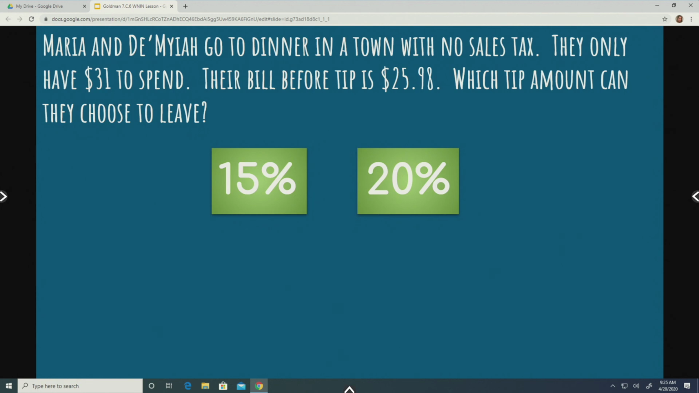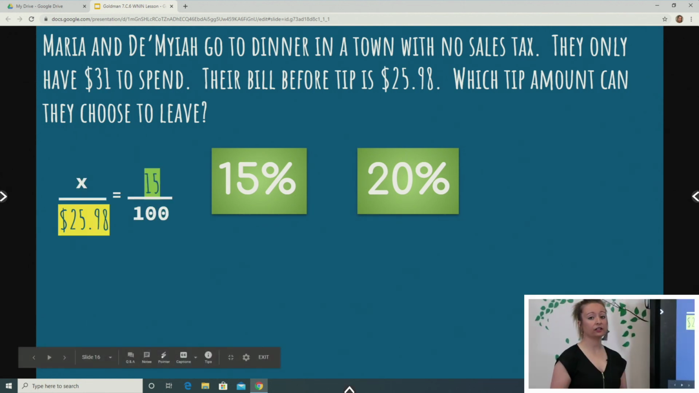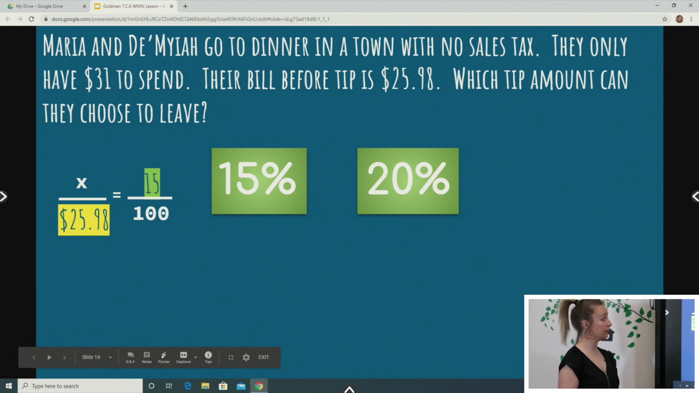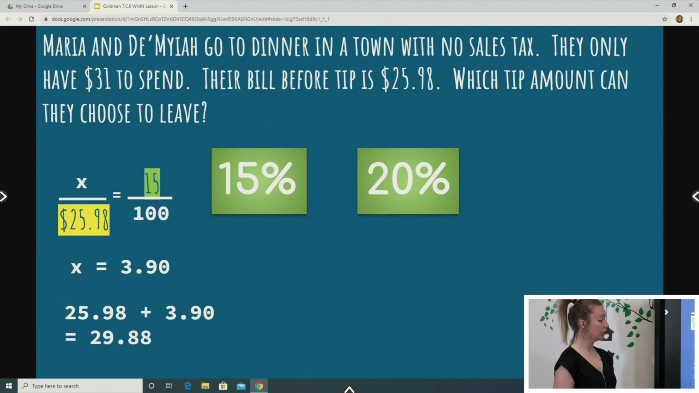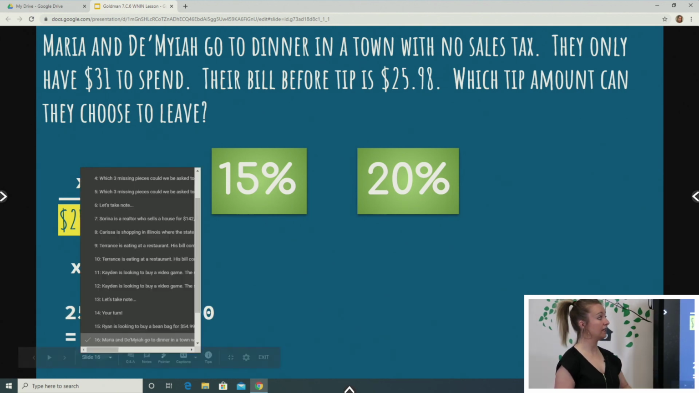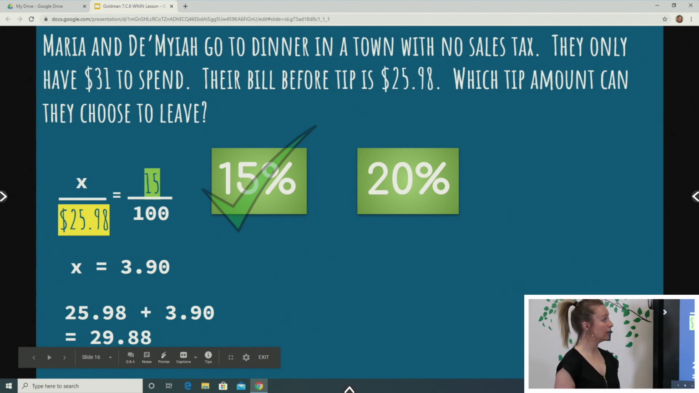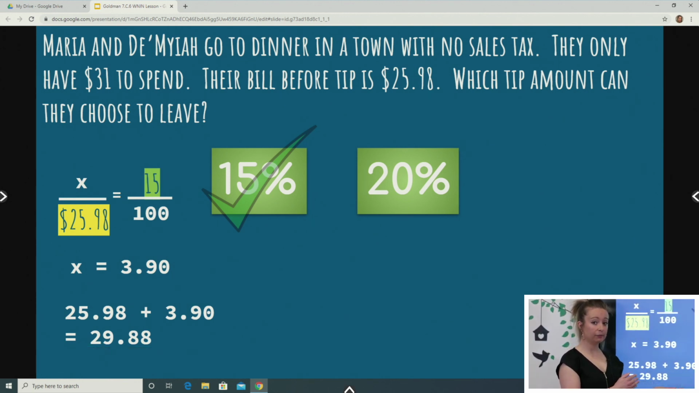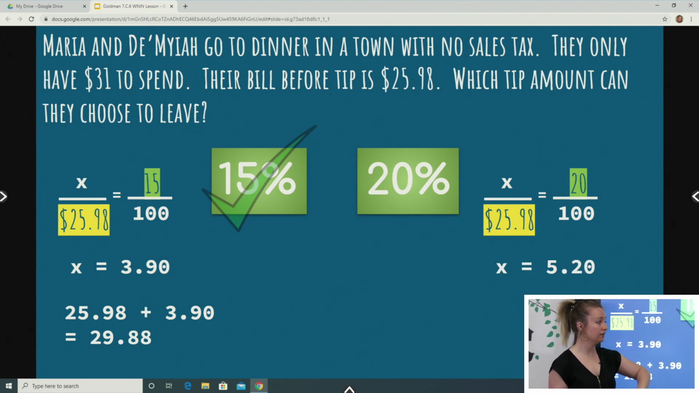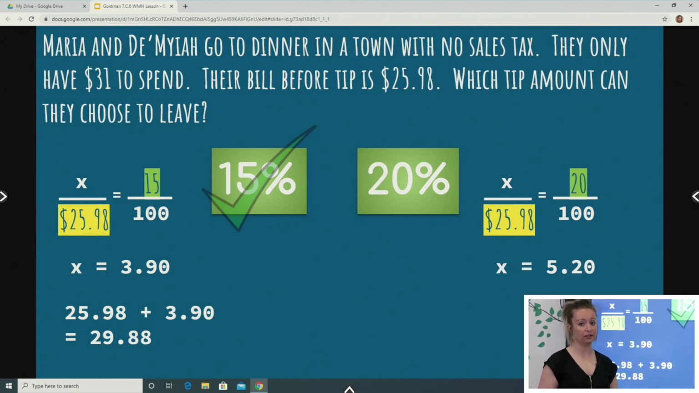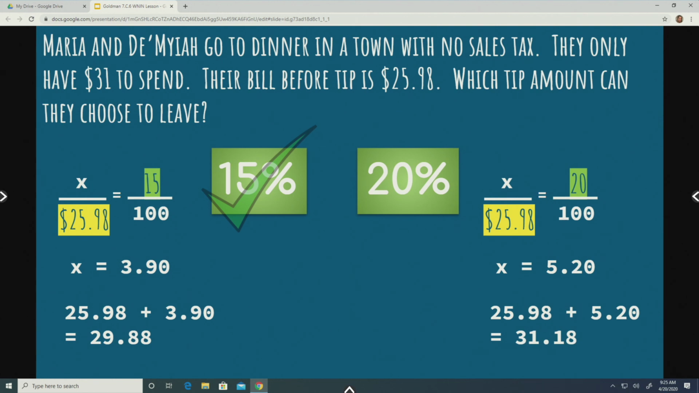So which one do you think? If we look at calculating 15% to see what the tip would be, we would find that the tip would be $3.90 for a total of $29.88, which they can definitely afford. Let's go ahead and take a look at the 20%, because if they can afford it, why not give the waiter 20%? When we find 20% of the $25.98, we see that that's going to give us $5.20 for a total price of $31.18, which they can't afford. The 15% tip is going to be the one that they can handle.